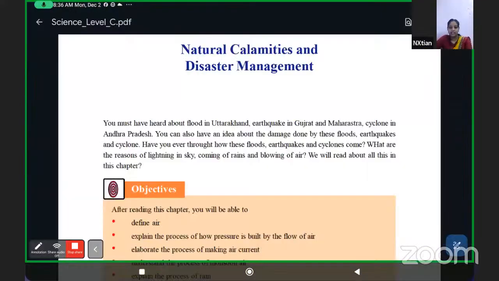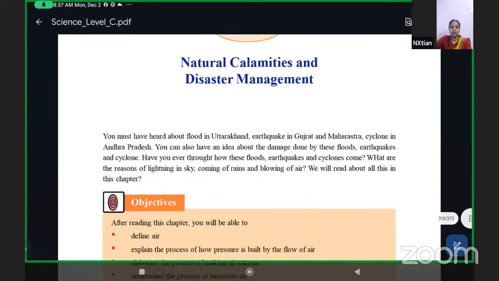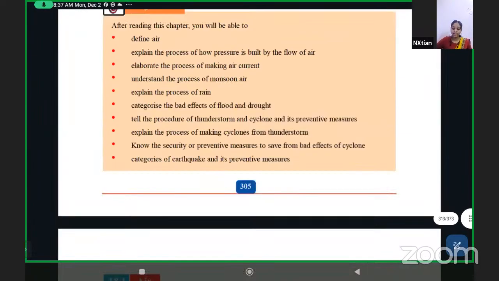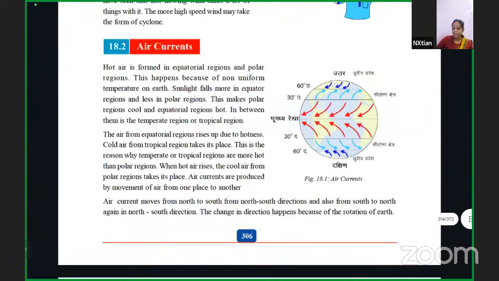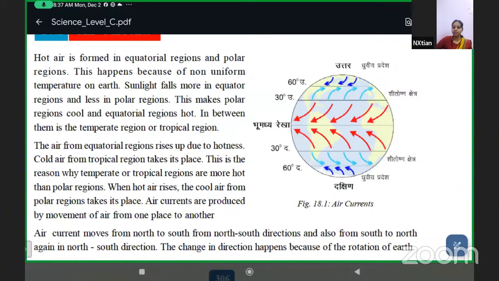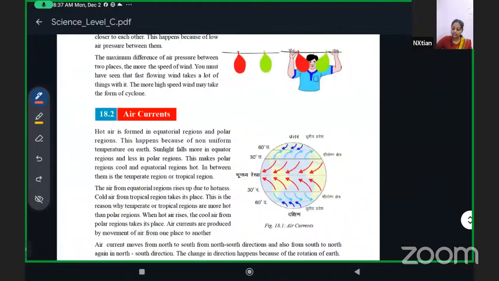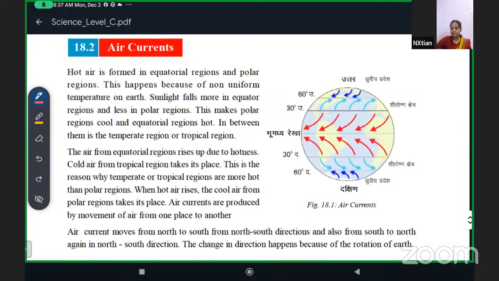The next upcoming test that we are having is of chapters 18 to 20. The 18th chapter is about natural calamities and disaster management. We have done the air currents. This diagram you also have to learn, about how the air currents are produced.